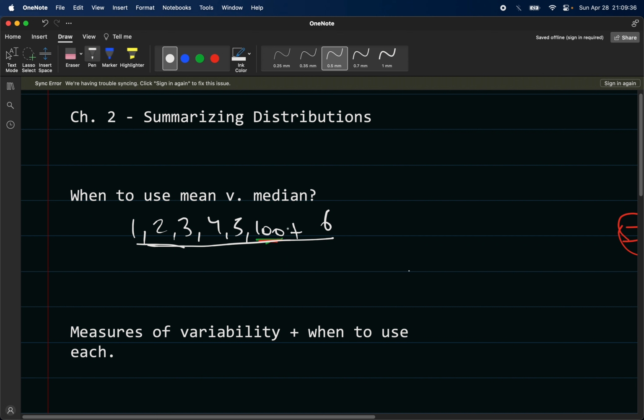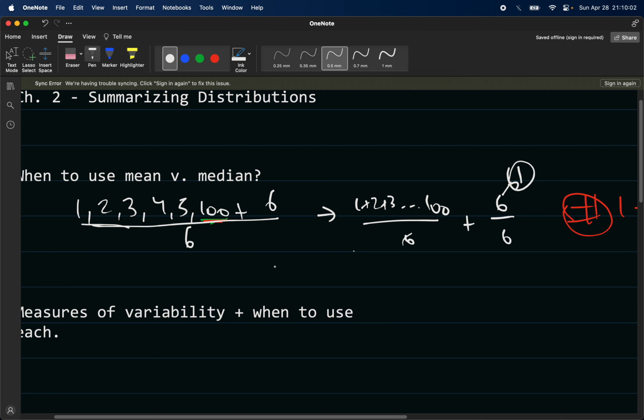And then, when you take the mean, you're of course going to divide by 6. But see what happens here. This computation can be split up into 1 plus 2 plus 3 dot dot dot till 100 divided by 6, plus 6 divided by 6, which is 1, right? So you can see that the new mean equals the current mean plus the constant k. In this case it would be 1, as seen over here, right? So that's what happens to the mean as you add a constant. The resulting mean also gets added with a constant.